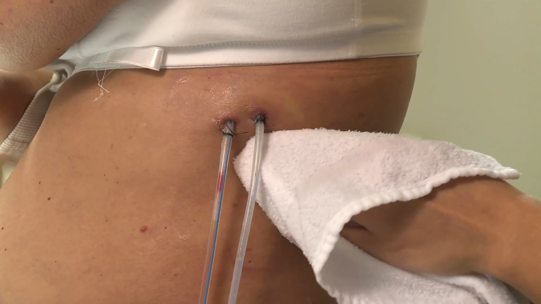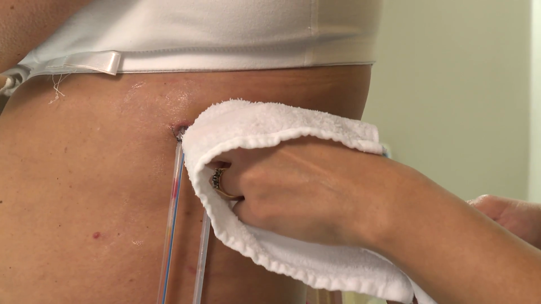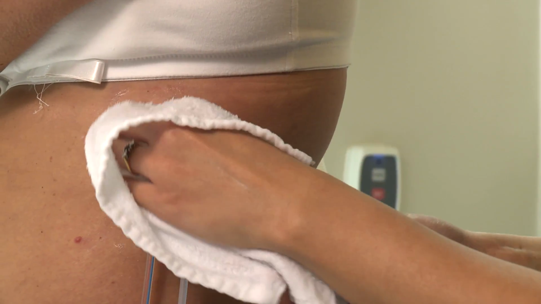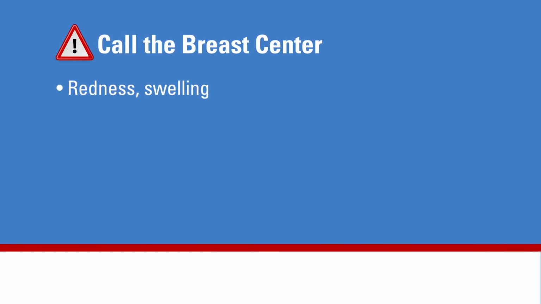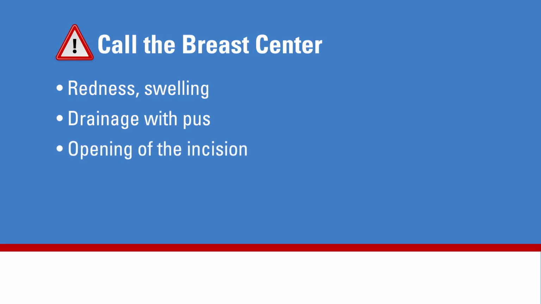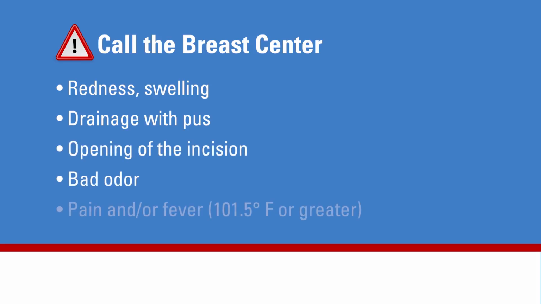Each day, while cleaning your incisions and drain insertion site, look for signs of infection. Typical signs of infection include redness or swelling, drainage with pus, opening of the incision, bad odor, pain and/or fever with a temperature above 101.5 degrees Fahrenheit. If you have any of these signs of infection, call the breast center immediately.